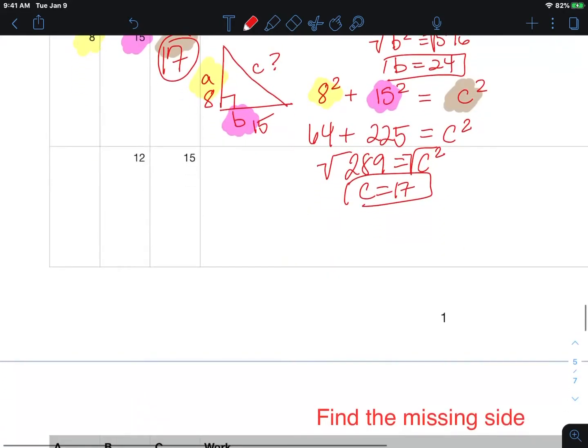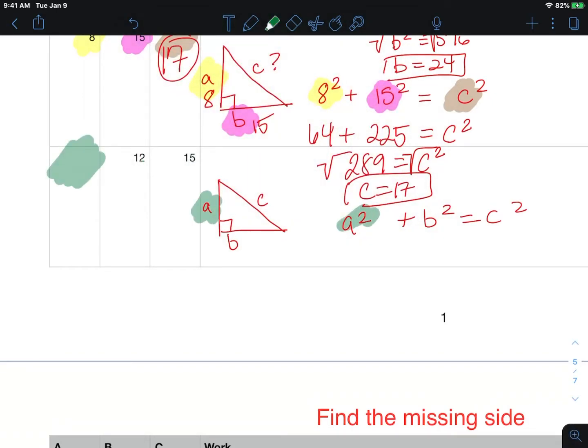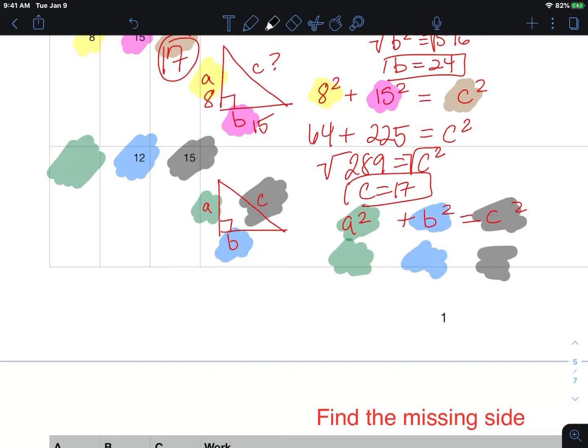Next one. So first I'm going to start off by drawing my triangle. Put in my right angle, label my sides, and write out my formula. So now I'm going to put in A, put in my B, and of course, put in my C. Let's write those in. I don't know what A is. B is 12, C is 15. So A squared plus 12 squared equals 15 squared.